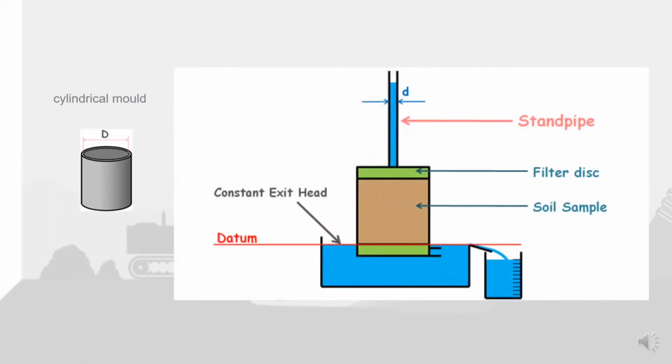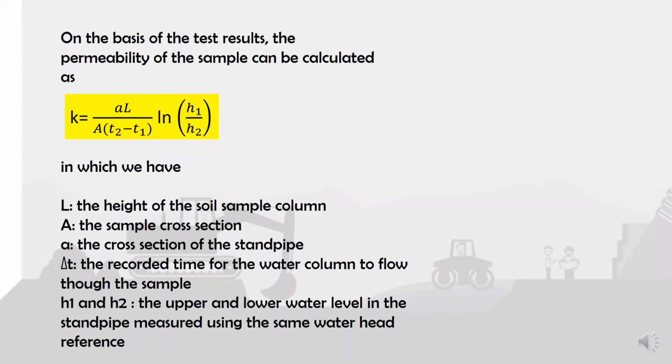So this is the falling head permeability test setup. It consists of a standpipe, filter disc, soil sample, constant exit head, and a datum. Before starting the flow measurements, the soil sample is saturated and the standpipes are filled with the de-aired water to a given level. The test then starts by allowing water to flow through the sample until the water in the standpipe reaches a given lower limit. The time required for the water in the standpipe to drop from the upper to the lower level is recorded. Often, the standpipe is refilled and the test is repeated a couple of times. The recorded time should be the same for each test within an allowable variation of 10%, otherwise the test is failed.